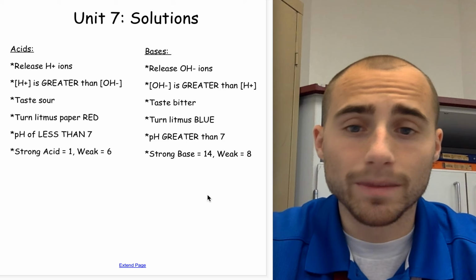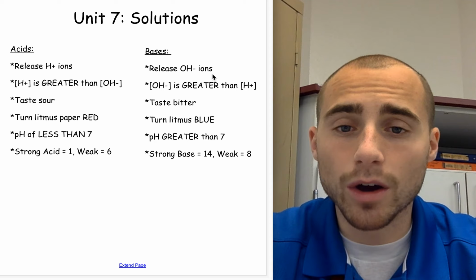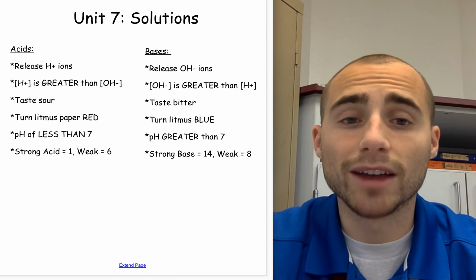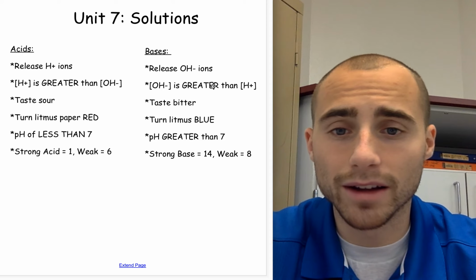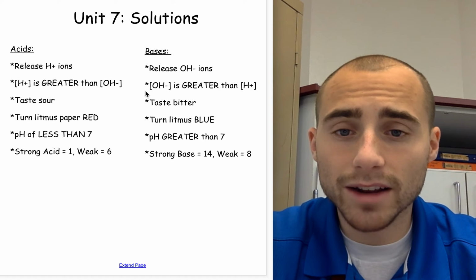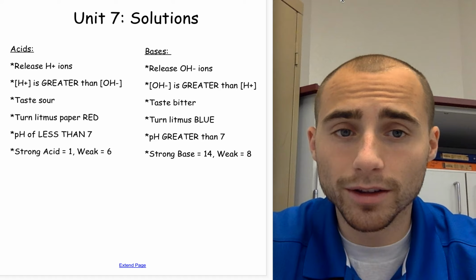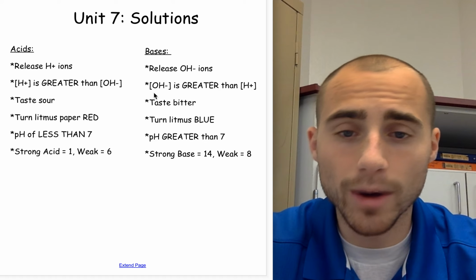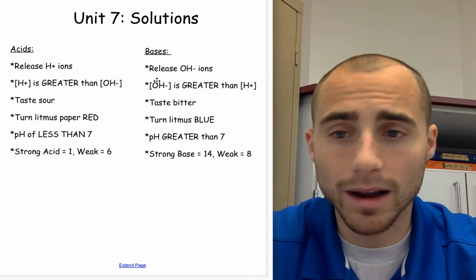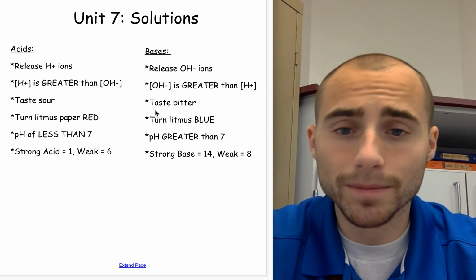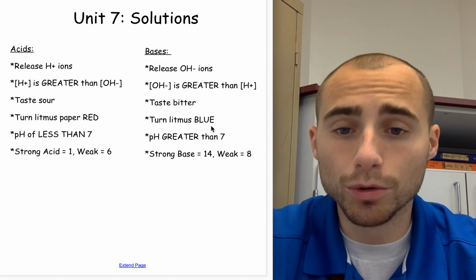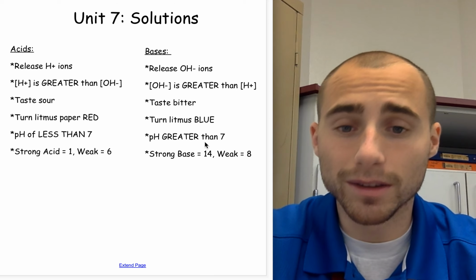With bases, a base releases OH minus ions. That's also known as hydroxide. So a base releases hydroxide ions. Hydroxide concentration in a base is greater than hydrogen ion concentration. So OH minus is greater than H plus. It's just the opposite of what was over here with acids. They taste bitter. They turn litmus paper blue. They have a pH greater than 7.